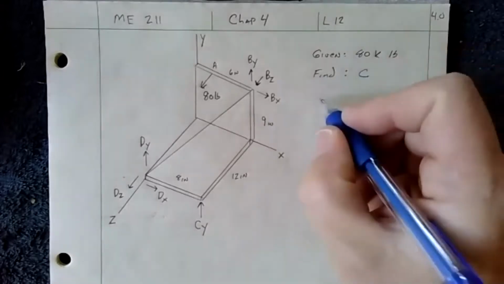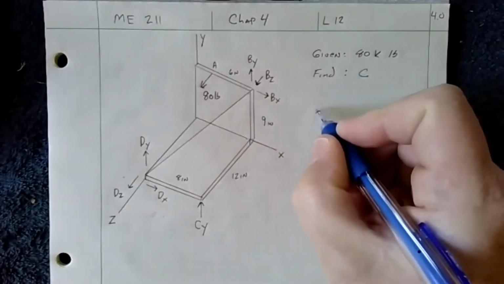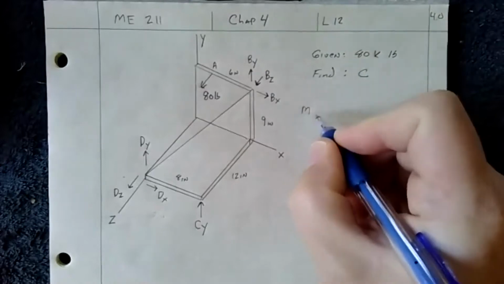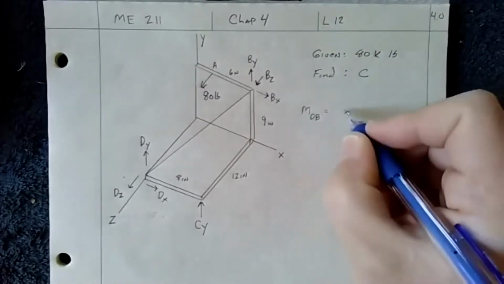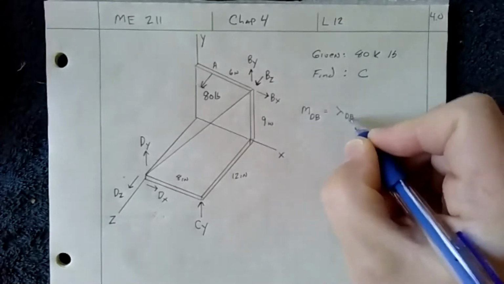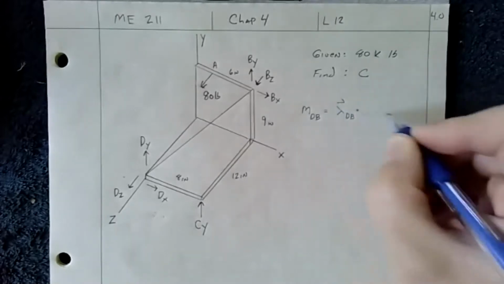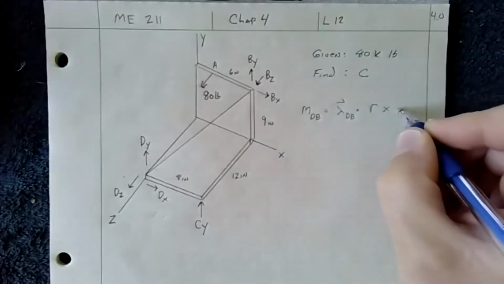And so we know that for a governing equation, the moment about this line, DB, equals lambda DB dotted with R cross F.